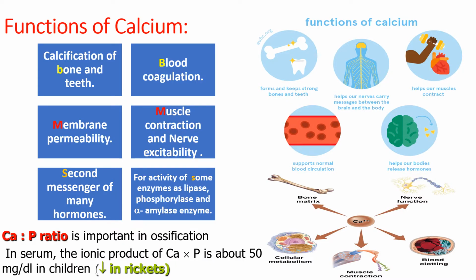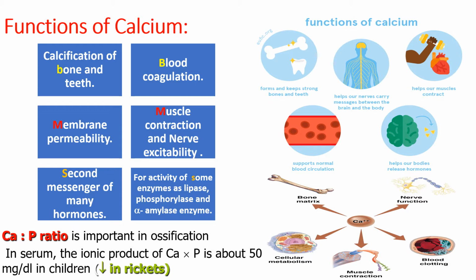The functions of calcium. Calcium is very important in calcification of bone and teeth, or mineralization of bone and teeth. Also, it's very important in blood clotting. So the first two begin with B, bone and blood. The second two begin with M, muscle and membrane. It's very important for membrane permeability and muscle contraction.